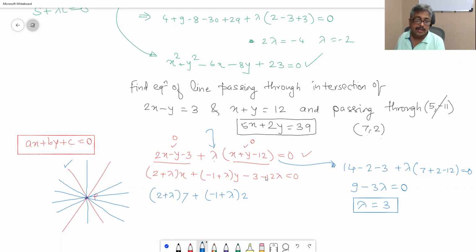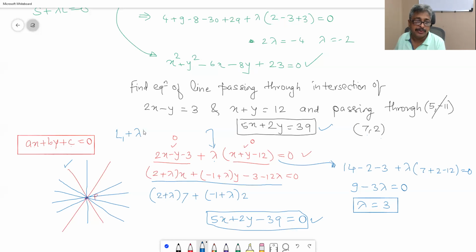Is that right? If I put lambda is equal to 3, then I get the equation of the straight line as 5x plus 2y equal to 39. Same as this. So theory works. This is not S plus lambda L. This is L1 plus lambda L2.